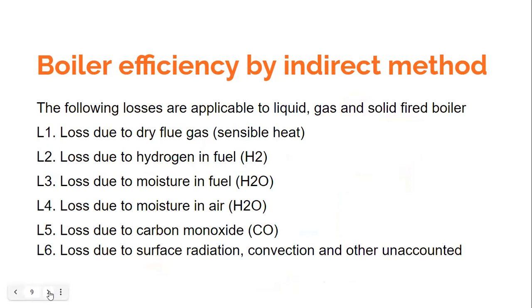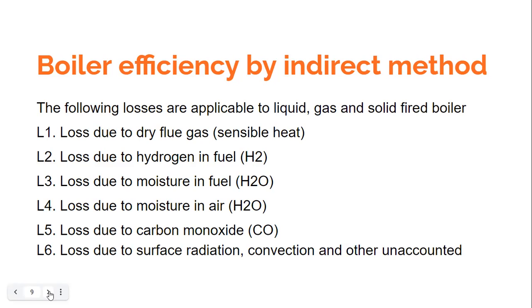I talked about the losses which are happening, and we had named them as L1, L2, L3, L4, L5, and L6. So all these 6 losses which are seen on the slide are the losses which are applicable to the boiler which is fired either by the solid fuel or the gaseous fuel or the liquid fuel. So in all these three fuels, you would find that these losses are predominant. Okay. So what are those losses?